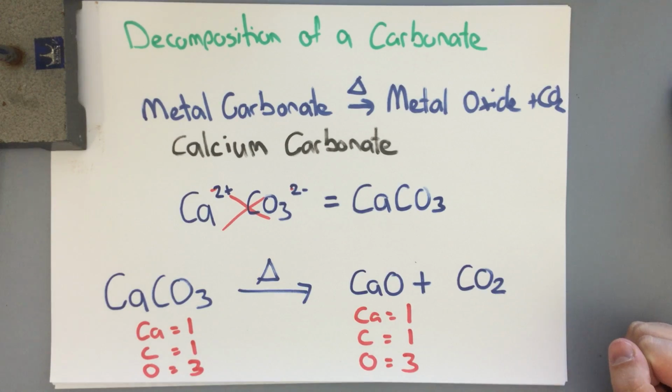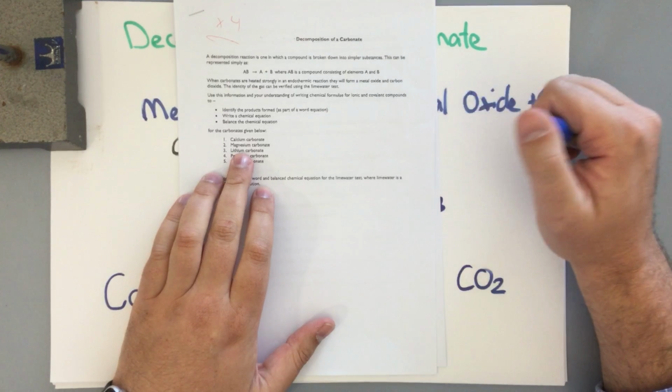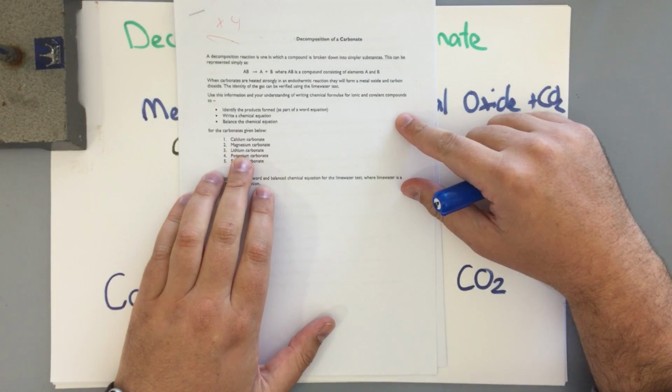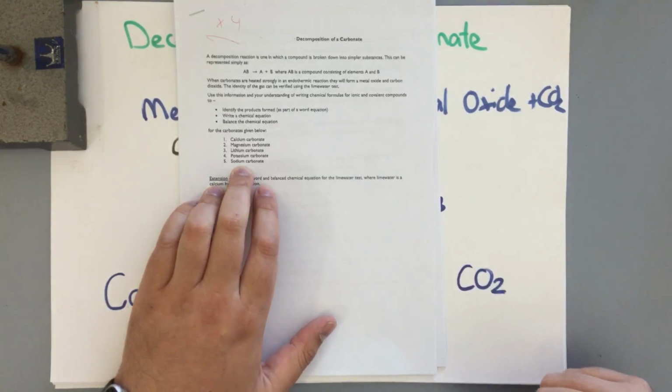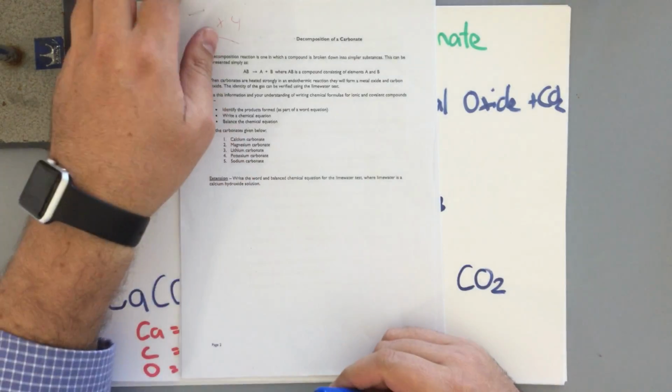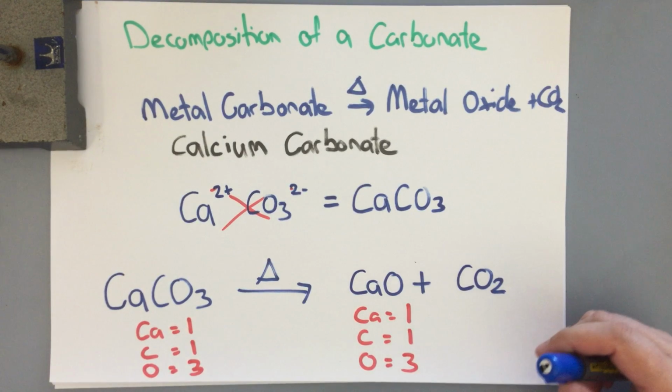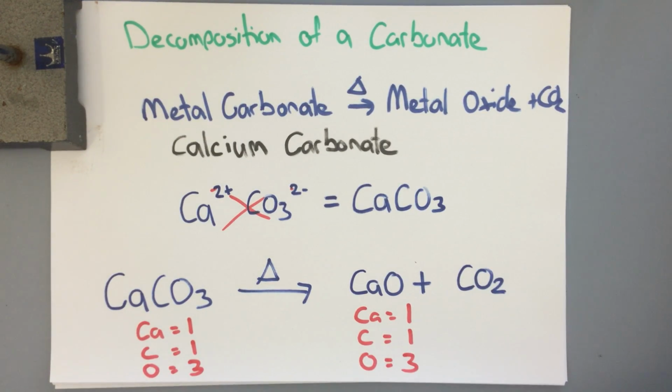We're just splitting that one into two separate compounds. Now on your sheet, decomposition of a carbonate, at the top of the front page, we also have magnesium carbonate, lithium carbonate, potassium carbonate, and sodium carbonate. So I want you to have a go of those on your own. You can refer back to this video if you need help, but that should get you started on decomposition of a carbonate.